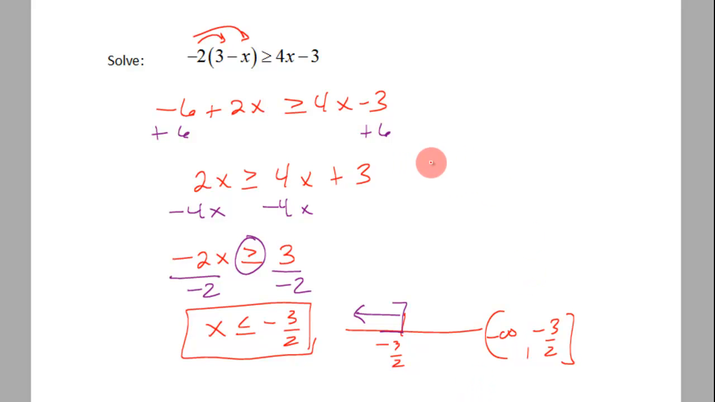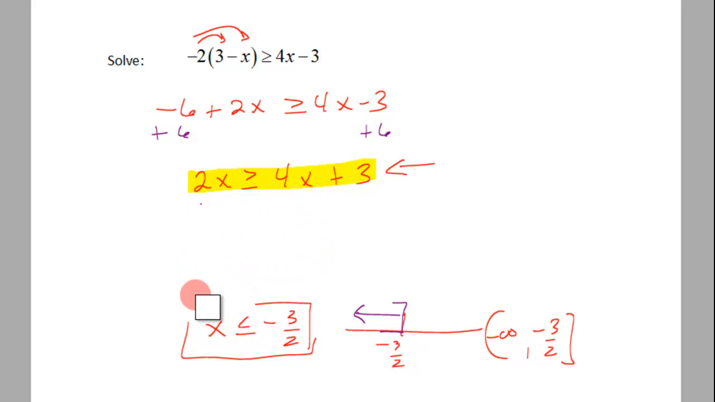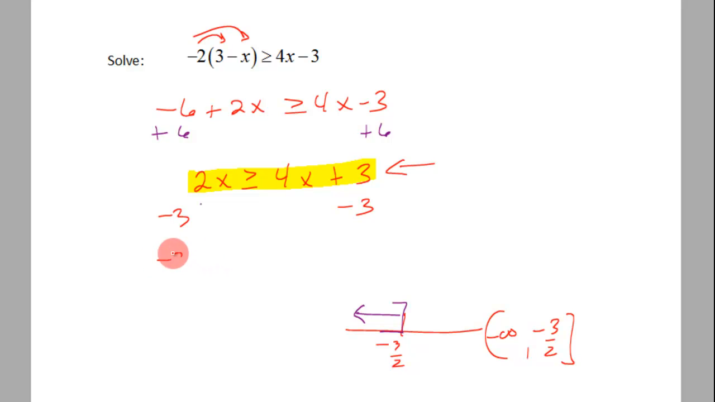Now let's go back up to this spot right here, and let me redo it one more time. Maybe you did it the other way. Maybe you subtracted 2x from both sides and then subtracted 3. So maybe I will do the subtract 3 here. Subtract a 3, subtract a 3. That would be negative 3 plus 2x greater than or equal to 4x. Then we go ahead and subtract a 2x, subtract a 2x.